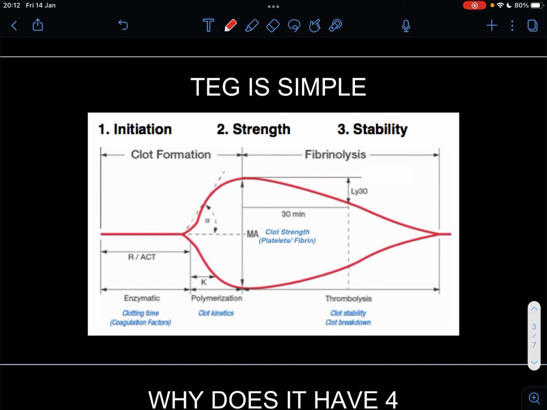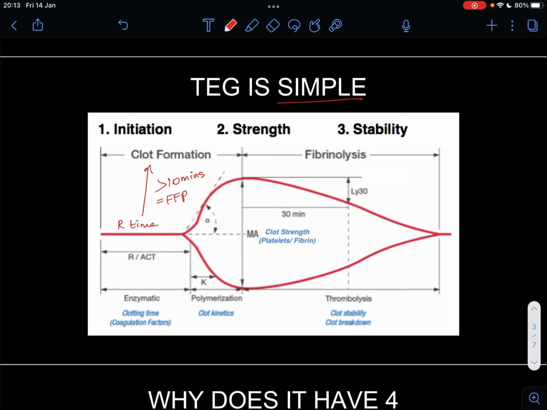So the beauty of TEG is it is simple. I am simple, TEG is simple, suits me down to the ground. So there's basically only 3 things that we need to look for on a TEG trace. So one is the R time. So this is telling us about clot formation. If your R time is more than 10 minutes, your patient needs more clotting factors to help them form that clot, so they need FFP.